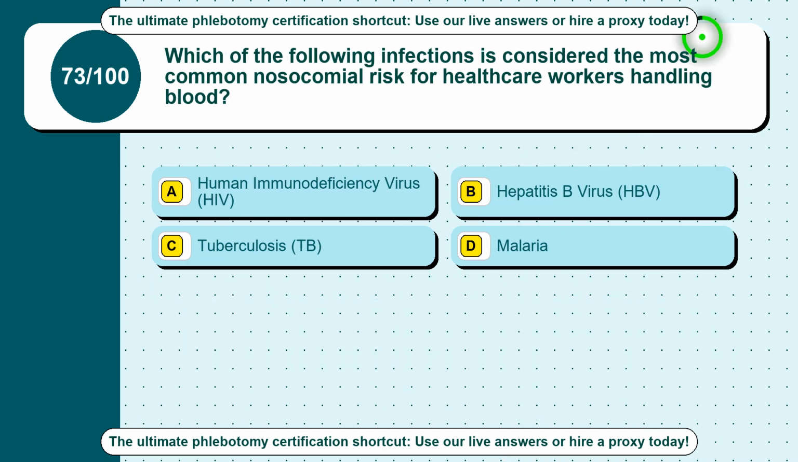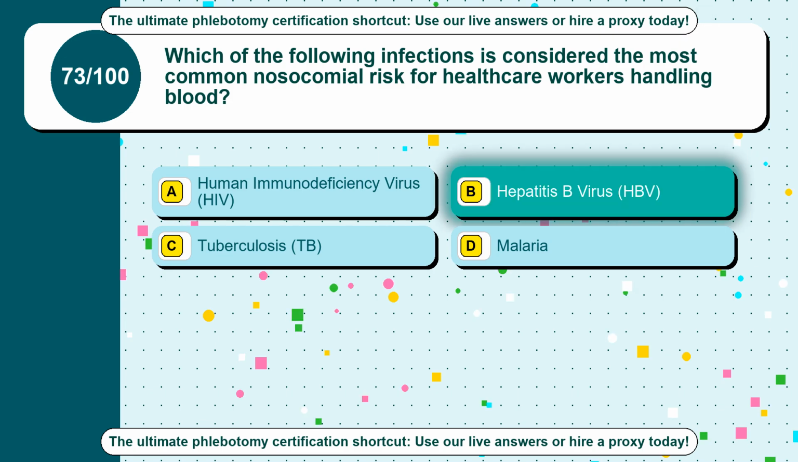Question 73. Which of the following infections is considered the most common nosocomial risk for healthcare workers handling blood? Option A, human immunodeficiency virus, HIV. Option B, hepatitis B virus, HBV. Option C, tuberculosis, TB. Option D, malaria. The correct answer is option B, hepatitis B virus, HBV.